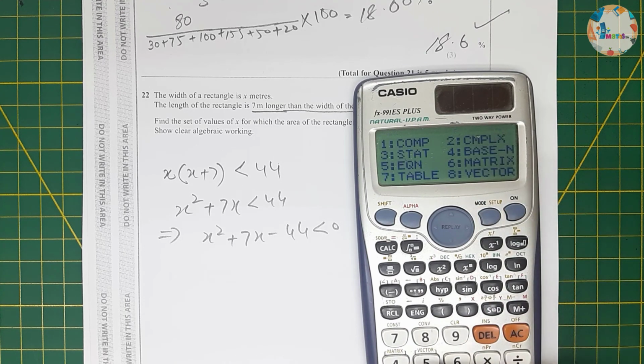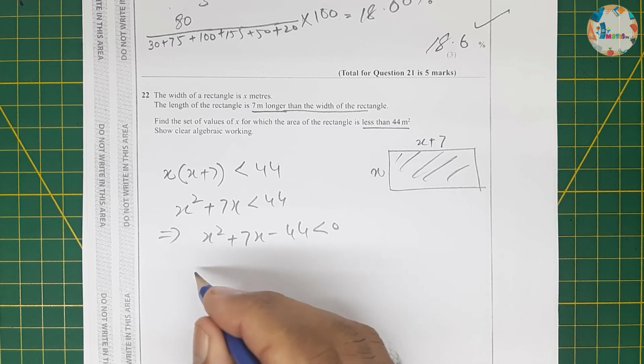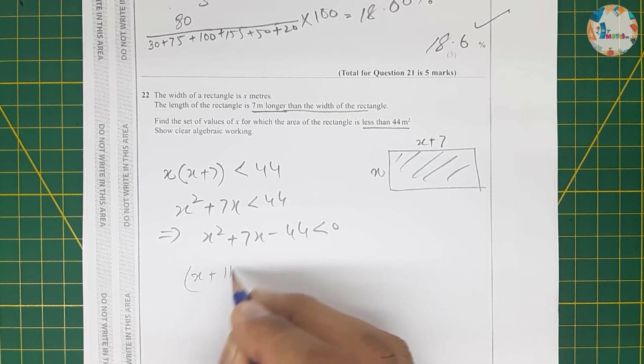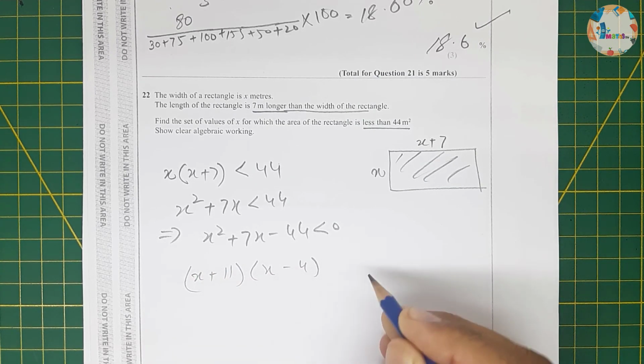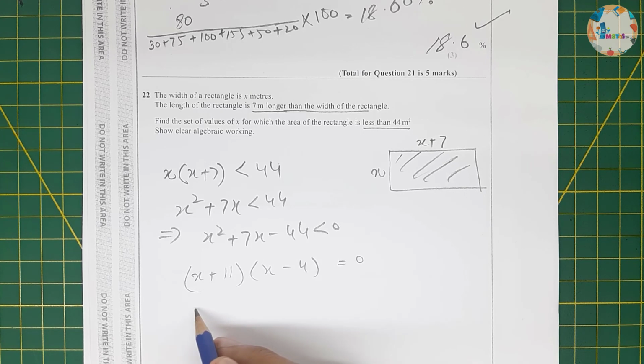The coefficient of x square is 1, the coefficient of x is 7, and the constant is minus 44. So the values are 4 and minus 11. So we can write x plus 11 and x minus 4, and this is equal to 0, and we can solve this.